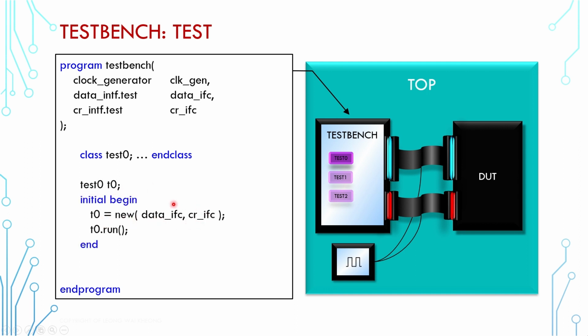Well, it is only reasonable the test requires the data interface and the config register interface, so we pass them in through the constructor. The test should have a task where it carries out execution. Let's call the task run, and we can call it here in the initial block.